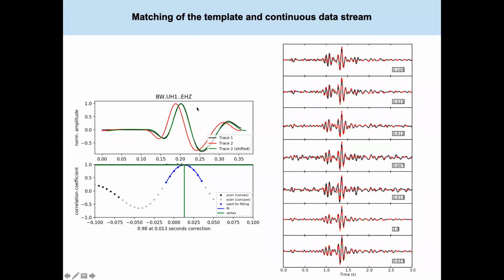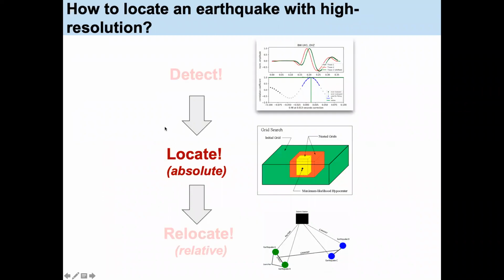Okay, I already told you that we can use this then as a relative time picker, so we can do these small shifts. Yes, okay, this is it. Now let's look at how we can locate the earthquake when we have the phase arrivals.